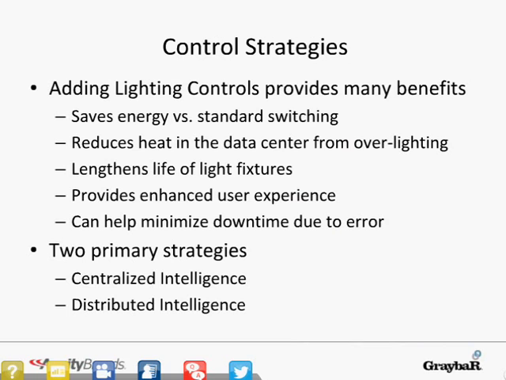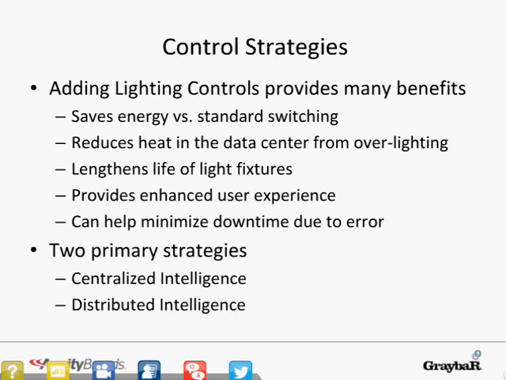So now that we've installed our luminaires, let's talk about adding controls. We know that lighting controls offer many benefits. It saves energy versus standard switching, right? We touched on this before. If you rely on users to switch lights on and off, you're going to be disappointed. It reduces heat in the data center from overlighting. Lights are on less, so they're generating less heat. It lengthens the life of the light fixtures, so that 50,000-hour fixture can now last many more years because you're turning it off when there's nobody in the space. It provides an enhanced user experience, meaning better light for better performance. And as we know, it can help minimize downtime due to errors.